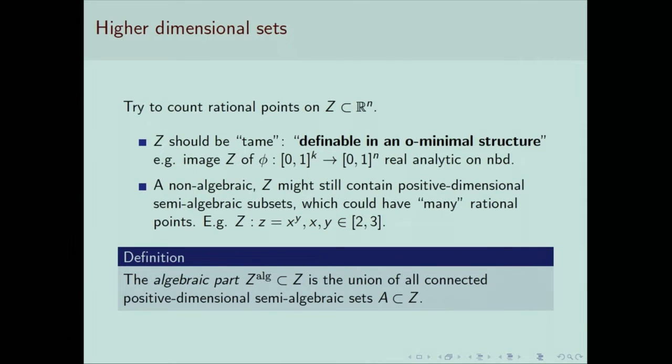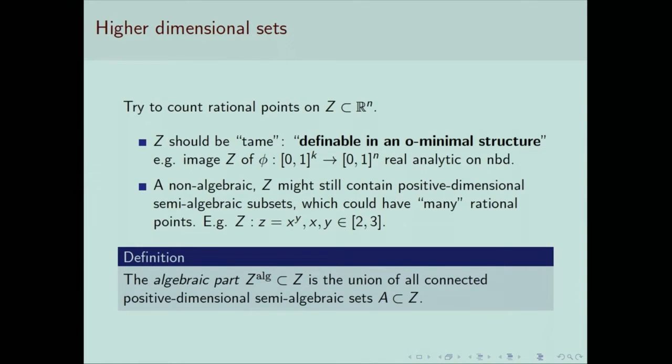Does that union retain some nice structure? Is it necessarily semi-algebraic? No, this union might be quite bad. It's a countable union. In fact, this algebraic part is in general not definable. If Z is definable, Z-alg might be not definable and quite bad.